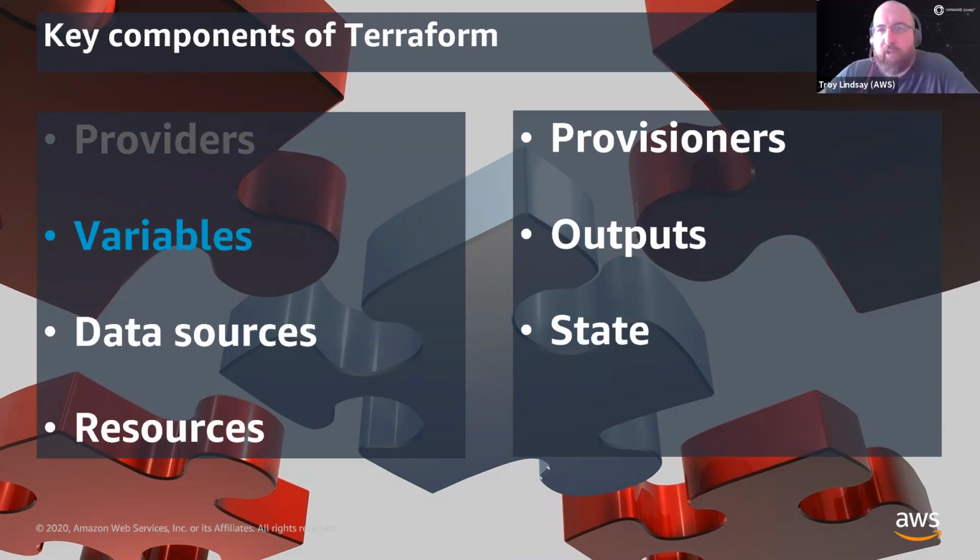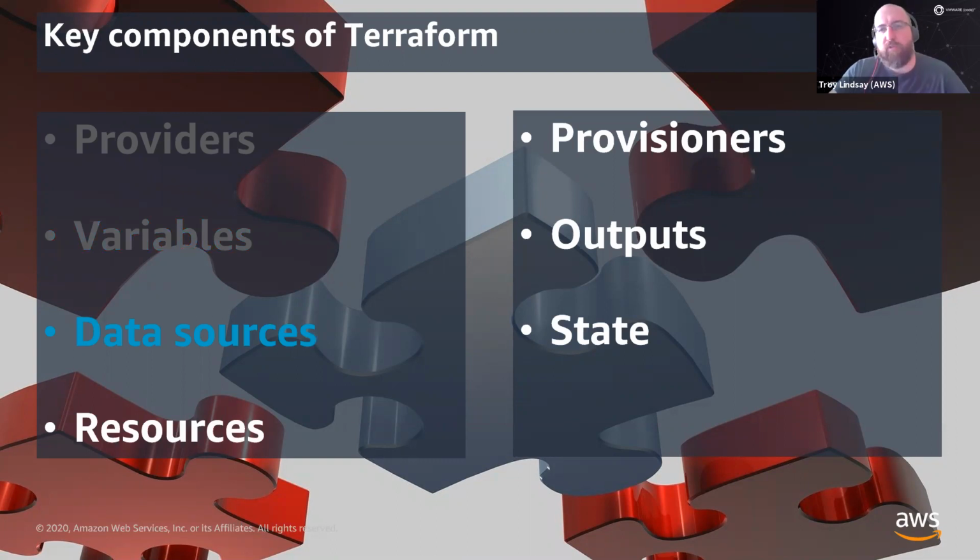Variables allow you to customize your build without changing the code. When you're doing this right, you can use the same set of config files to deploy your stack in your dev, test, and production environments, and you only need to change the values of a few variables to do so successfully.